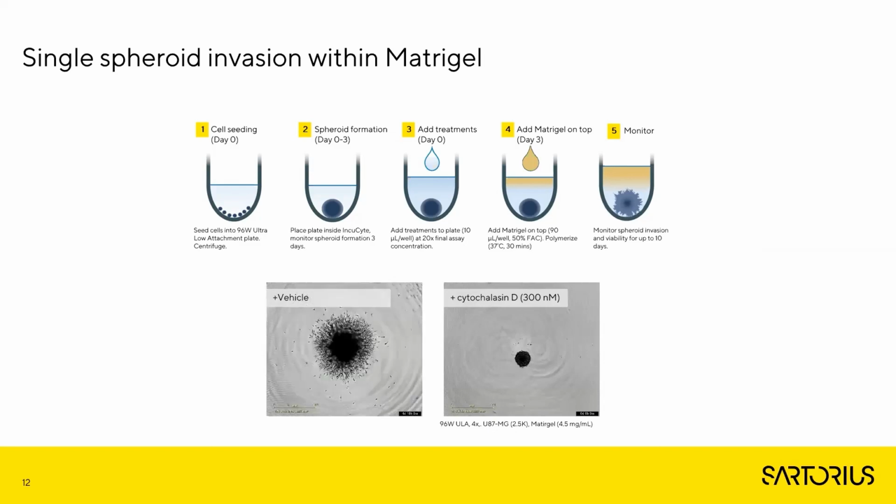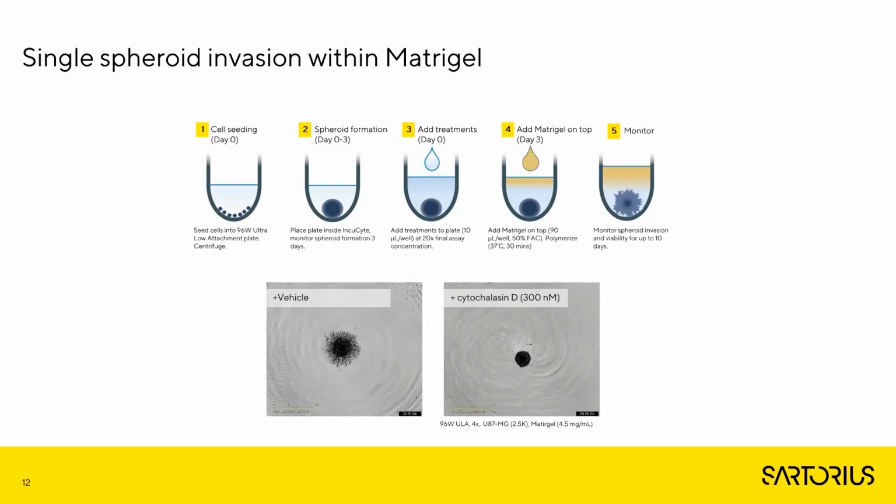So the IncuSite invasion protocol is shown at the top here in a schematic form, where single spheroids are formed in 96 well round bottom ultra low attachment plates, followed by the addition of Matrigel. In combination with the IncuSite, this allows you to study the invasive capacity of malignant tumor cells.